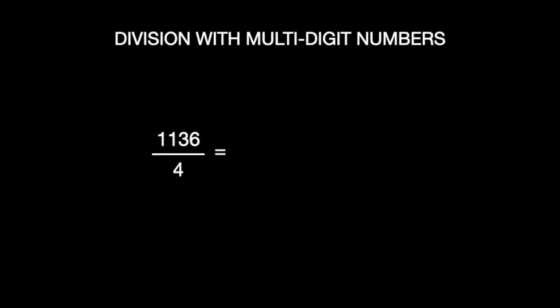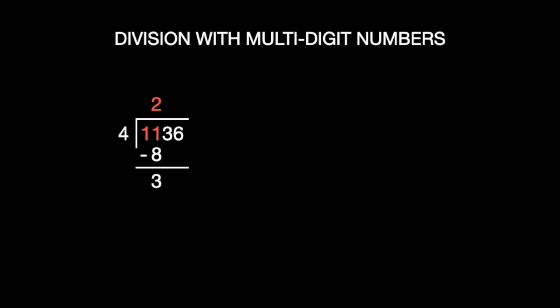Let's look at another problem. What is 1136 divided by 4? What's going to be our quotient? Well, let's use the long division again. Now, I have to concentrate on 11, because 4 does not go into 1. However, 4 can go into 11. How many times? Twice, because 4 times 2 is equal to 8.